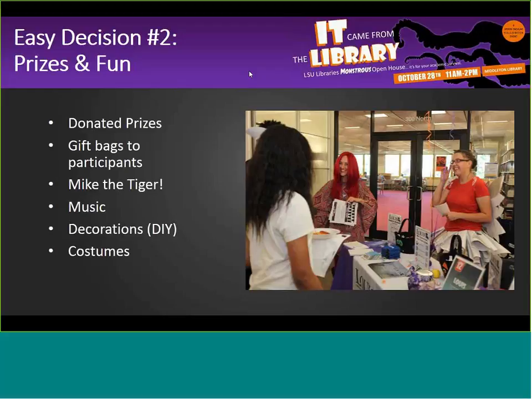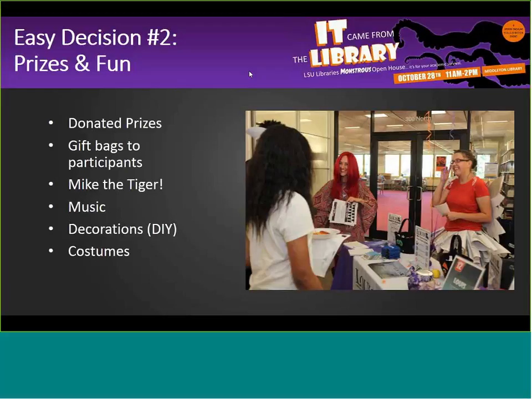The one thing that the library did have a budget for that we contributed to these prize bags was little cases with earbuds in them that had our logo on the outside. That was something that we had a budget for, but if we did not have the money for it, we would have just made do without that.